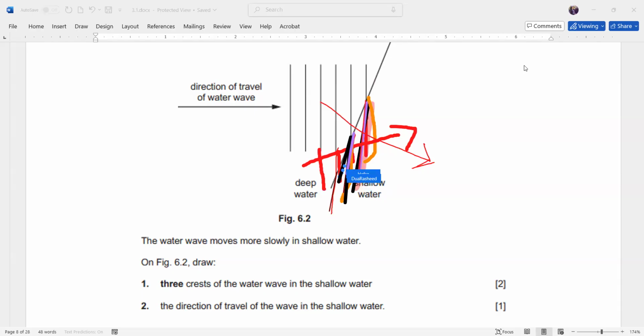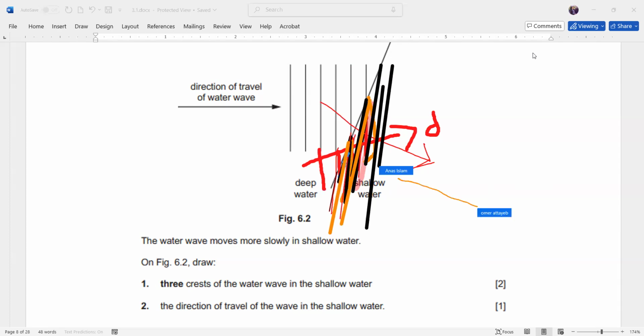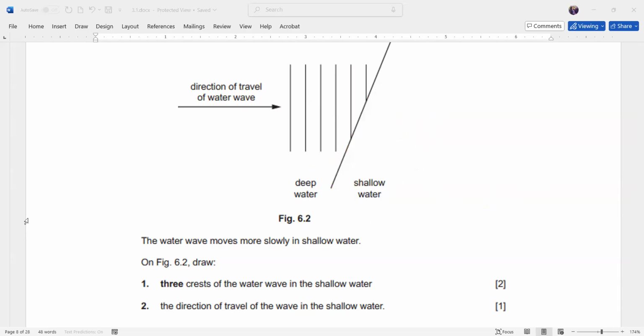So what is this? No, I will point out the mistake. That's the reason why I enabled the screen annotation. Now, how can it be done neatly? What we do is draw the wavefronts. Look, if it is traveling at the same speed, then the wavefront in deep and the wavefront in shallow will travel the same. But in shallow, it travels slower, so it will lag behind. But we have to draw three, so this will be another one.